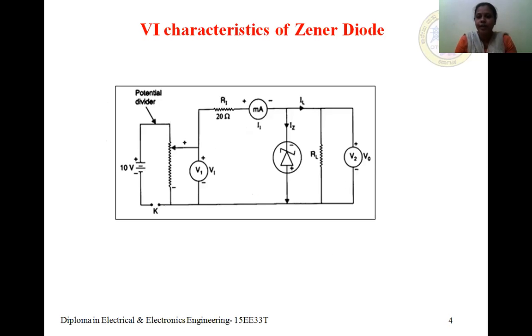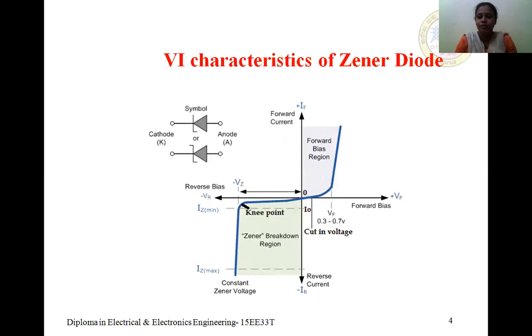Next, coming to VI characteristics of Zener diode. This is the circuit arrangement to plot the VI characteristics of the Zener diode. You can see the Zener diode, a voltmeter and an ammeter have been connected to tabulate the readings, and with these readings we are going to plot the VI characteristics of the Zener diode. From the values of voltage and current, this is the graph plotted for the Zener diode.